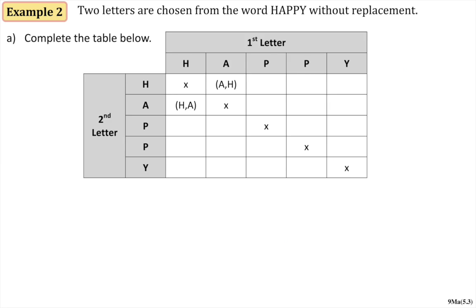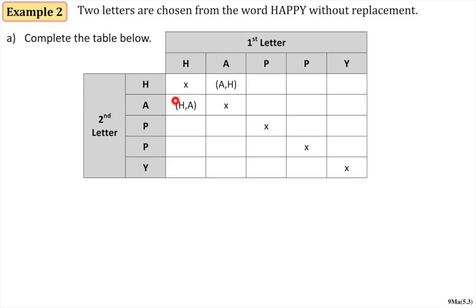So let's try our second example. Now this is a different example. 2 letters are chosen from the word happy without replacement. That's why it's different. Without replacement means you can't actually use the same letter twice. Imagine you were reaching into the bag that had the letters H-A-P-P-Y written on 5 cards. If you pull out a H and you keep it, when you reach back into the bag, you can't use H again. That's why H and H has a cross here. You can't use the H twice.